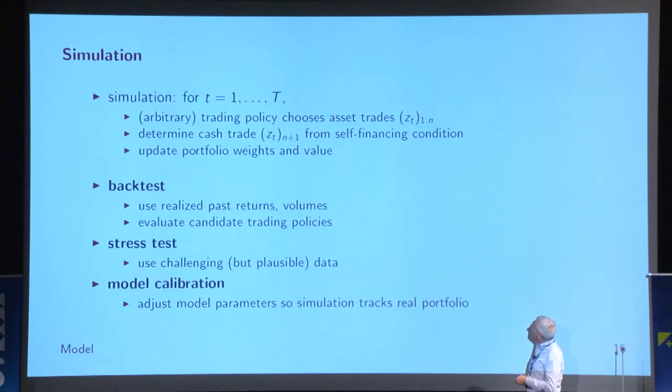You evaluate the trading policy and you get this. That's what you buy and sell. Then from the self-financing condition, this tells you the exact amount of cash to debit or credit to the cash account. And then you simply update the portfolio weights and value, right? So you can do a back test. I can try Devrat's algorithm or whatever, and I'll simply use the realized past returns, volumes, volatilities. And then we can try your two algorithms, Laurent, do a back test or something like that. You can do a stress test, or you could do model calibration. Model calibration is where I go back and tweak the various parameters in my model so that it actually tracks what really happened. Okay.